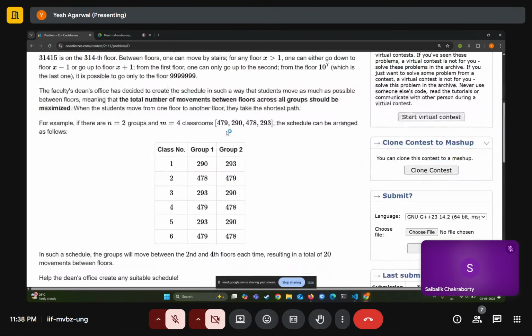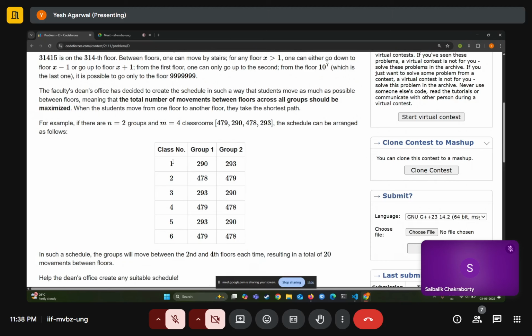For example, let's say there are two groups and four classrooms. Now we need to make sure that in each day there are six classes in total, so you have to give it for six classes. The switching takes place such that at each class change, the difference is maximum. The summation of differences is maximum.